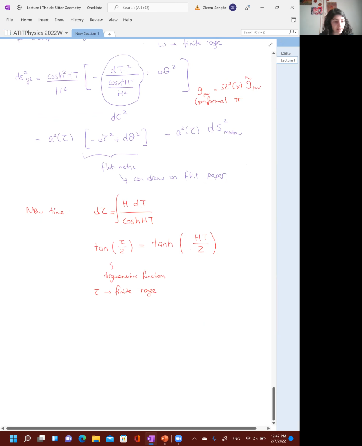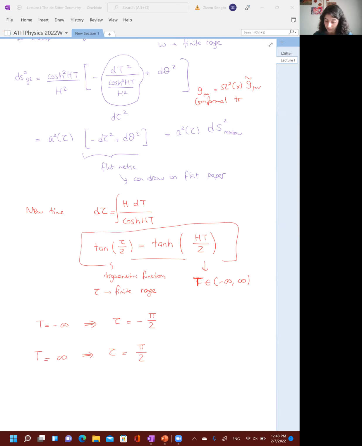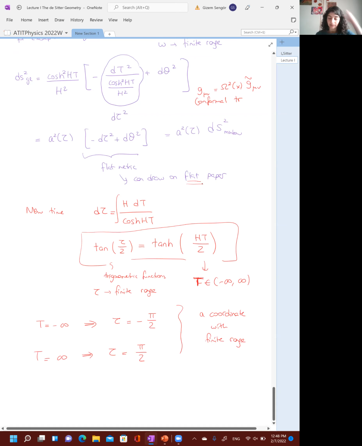Now, what is that range? So on this side, we knew that this capital T was from -infinity to infinity. So in this equation, if you plug in T equals -infinity and solve for tau, it gives you tau equals -π/2. And if you plug T equals +infinity and solve for tau, it gives you tau equals π/2. So in one move, we now have a coordinate with finite range. So we were lucky, in one move, we got to achieve a flat metric that was covered by coordinates of finite range.